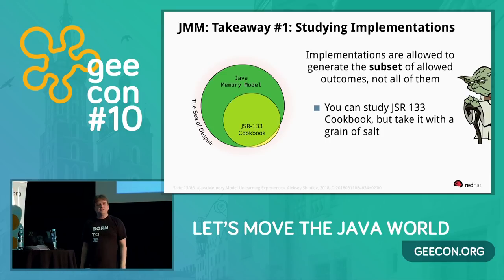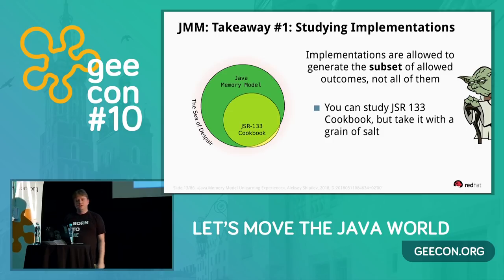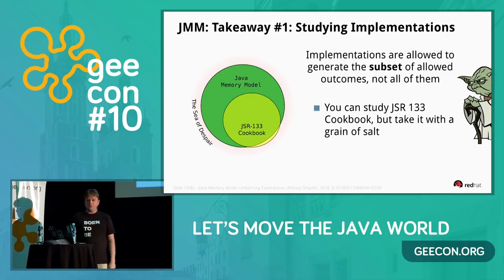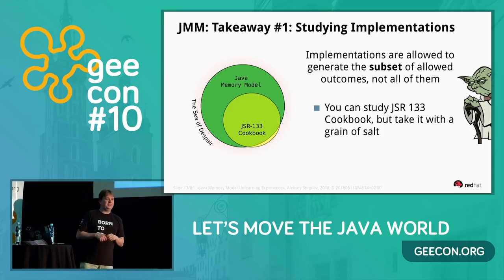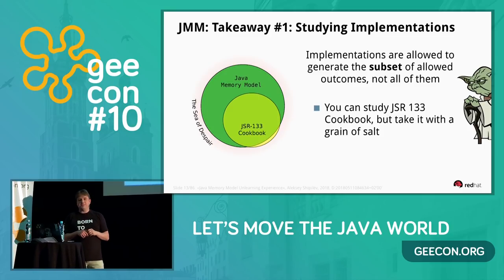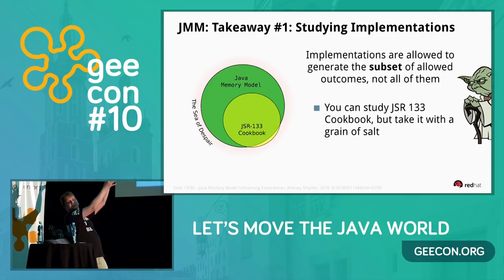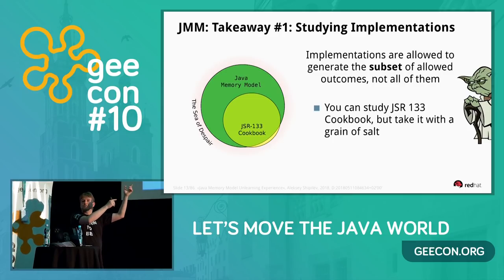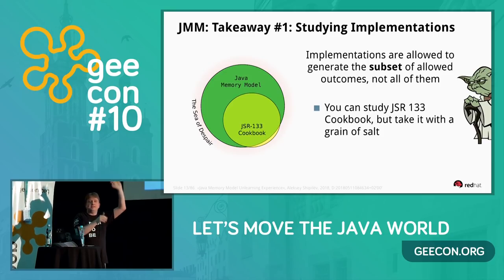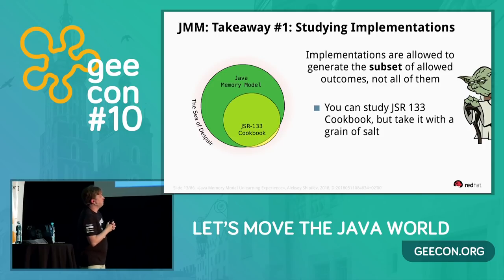The implementations are allowed to produce a subset of allowed outcomes; they are not required to produce all of them, which means that you can study the implementation, but it doesn't really tell you the whole picture. So if you have the whole realm of allowed behaviors for JMM, how many of you read the JSR 133 cookbook for compiler writers? Yeah. There's a very interesting paper there. We will describe it a little bit.